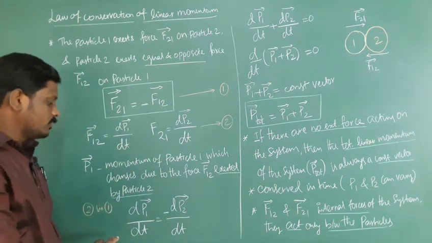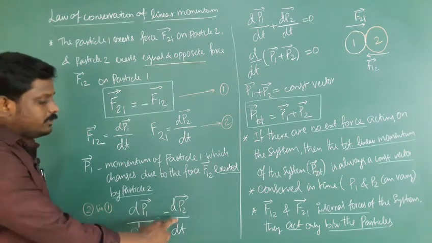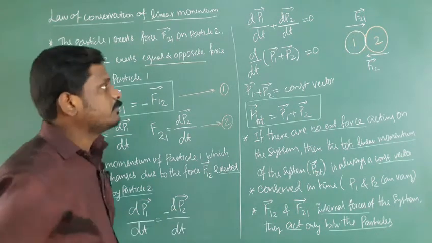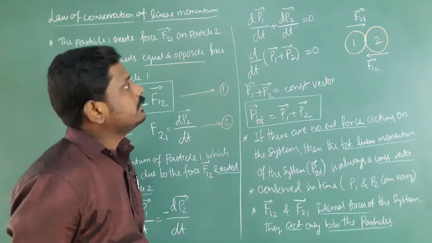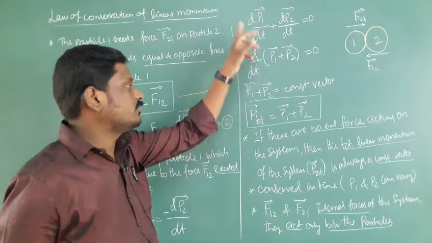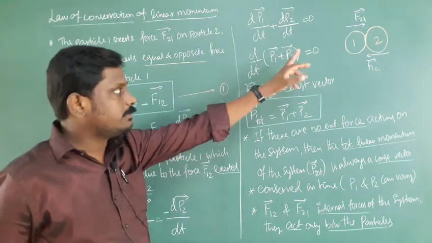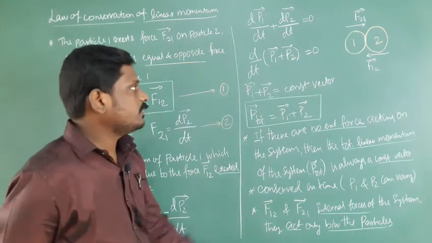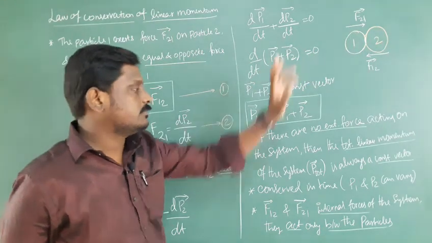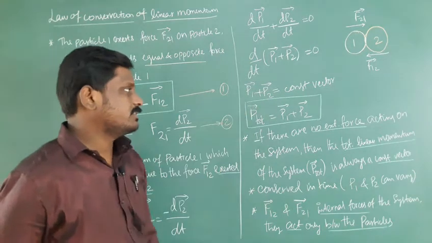By combining equations 2 and 1, substituting F21 equal to minus F12, we get dP1 by dt equals minus dP2 by dt. The minus goes to the left-hand side, so dP1 by dt plus dP2 by dt equals 0. Taking the time derivative common, d by dt of (P1 plus P2) equals 0. Only when we differentiate a constant do we get 0, so P1 plus P2 is a constant vector, because momentum is a vector.